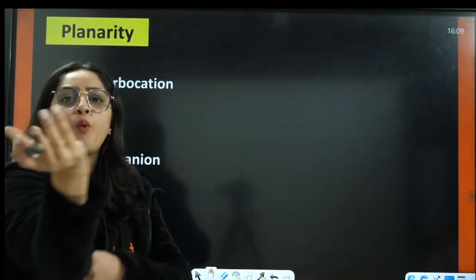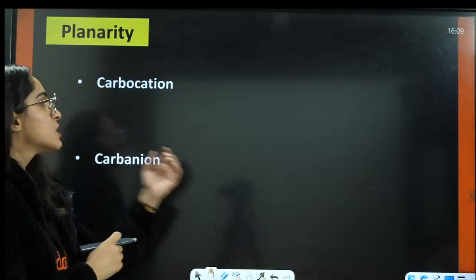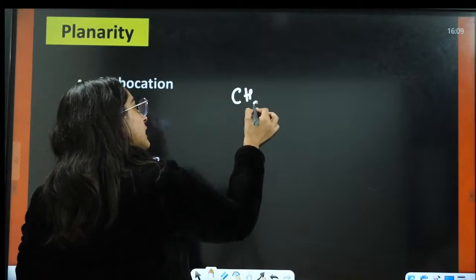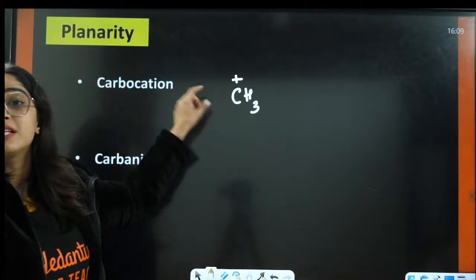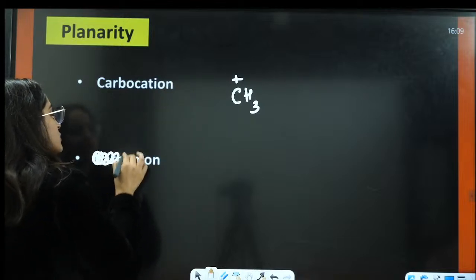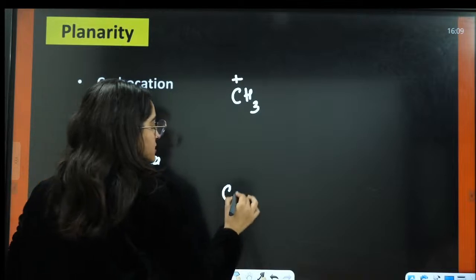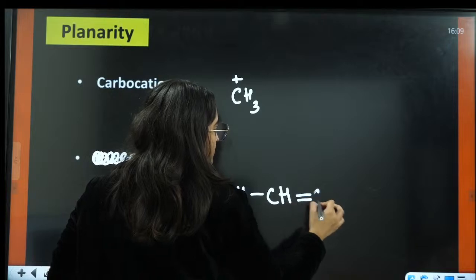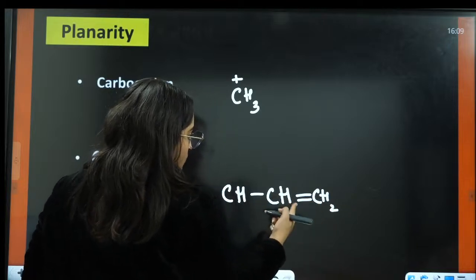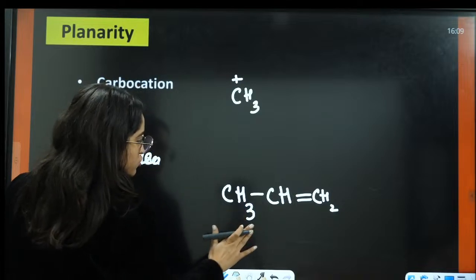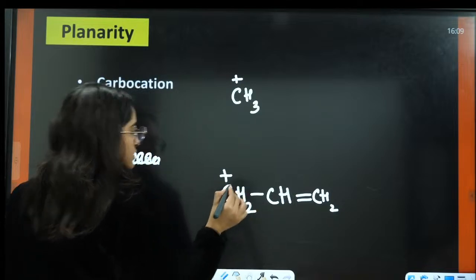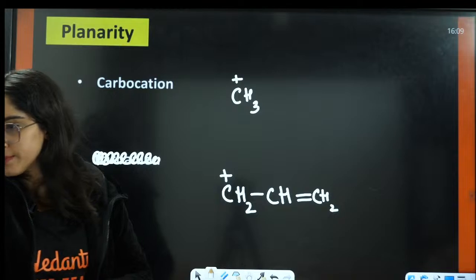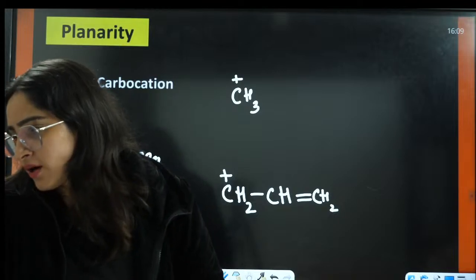So now let us understand one by one what all these things mean. First is carbocation. If I talk about this, you have CH3 positive. And this other one is CH2 double bond CH, CH2 positive. Now you need to tell me what is the hybridization of these two compounds. What is the hybridization? Write the definition.